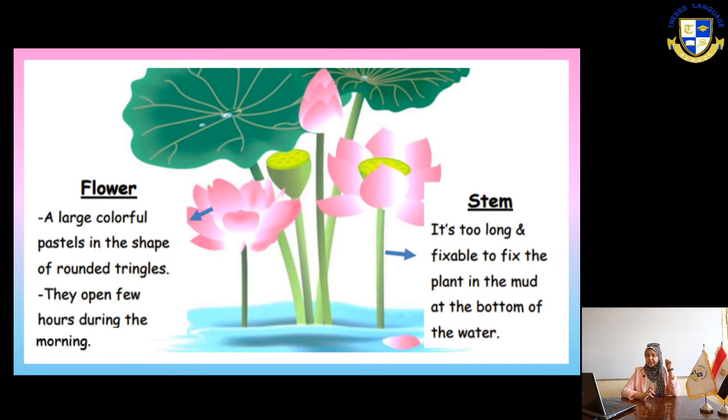In trees, there's a trunk and the roots underground, in the dirt, in the sand, whatever. But here, they don't have a trunk, they have a stem because it's long, thin, and flexible, okay? This one is long and thin. Why? So it can be in the mud under the water. So this plant lives in the water, okay?